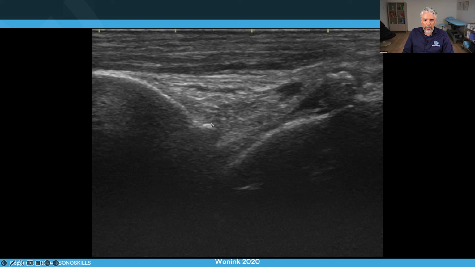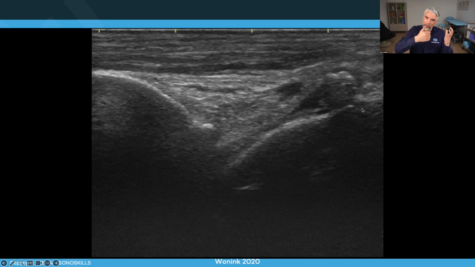So here we can see the capsule. We can see a small spur right there. And here we can see a calcification. It could be either a calcification or maybe a spur. Anterior spur. So sometimes, and many times, it is also situated in this location.